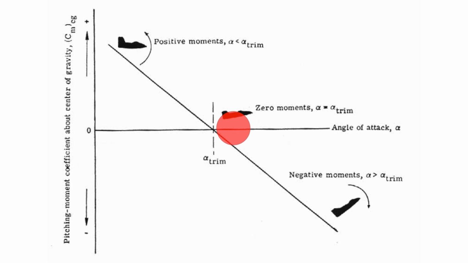Trim doesn't hold pitch. Trim doesn't hold altitude. Trim doesn't directly control airspeed. Trim changes the equilibrium angle of attack. Once that equilibrium is restored, the airplane settles into whatever pitch attitude is required.